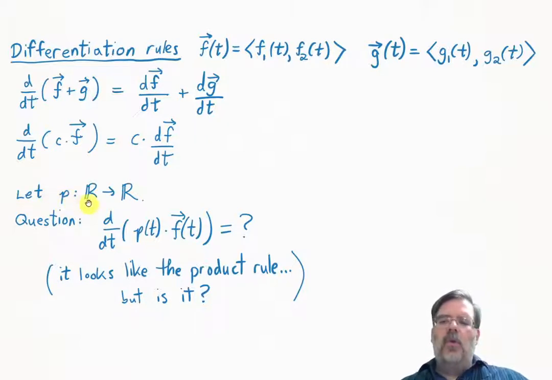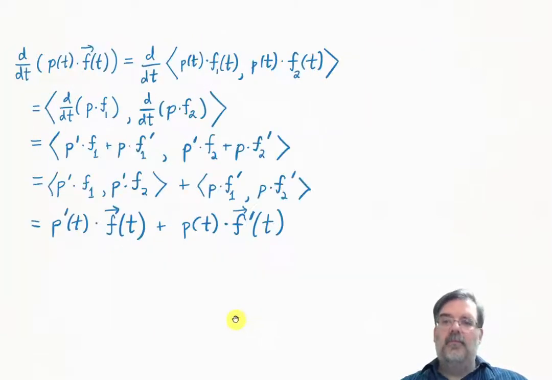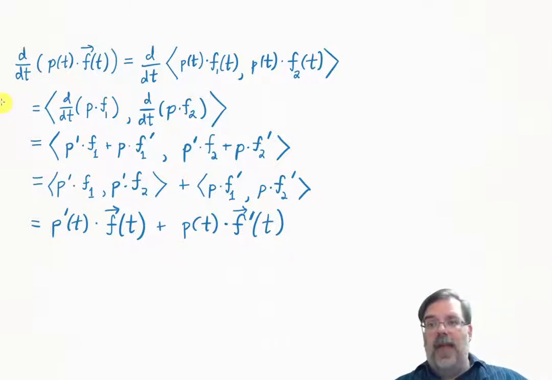Let's say we have an ordinary function p, so one input, one output value. So we can multiply a vector function by just a regular function. What happens if we take the derivative of this product? What is that equal to? It looks like the product rule, but is it? Well, the way we would figure that out is we would just do the math.